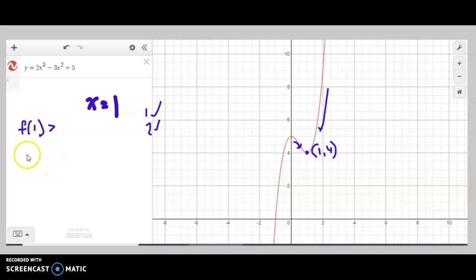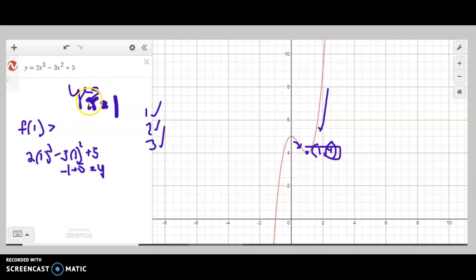and you get 2 times 1 cubed, minus 3, it's hard to write with a mouse, times 1 squared plus 5. Okay, so 2 minus 3 is negative 1 plus 5 is 4. Exactly what we have right here. So 3 works. Okay, so the answer is yes, this is continuous at x equals 1, and those would be your reasons that you would put on your worksheet.